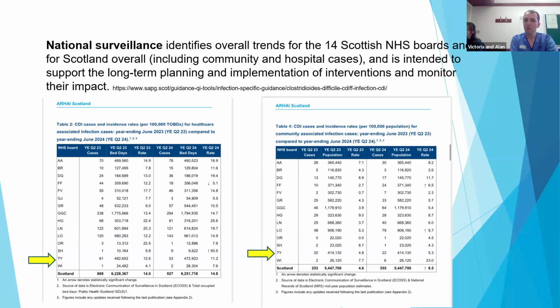Unfortunately, we've had a slight rise in community. You can see we've jumped from 4.8 to 5.3, but again, we're still below national. But as you can see, across Scotland, there is a slight increase from last year. So it's really important that we diagnose and we report these, and it can help with our long-term plan and implementation of measures to combat that.